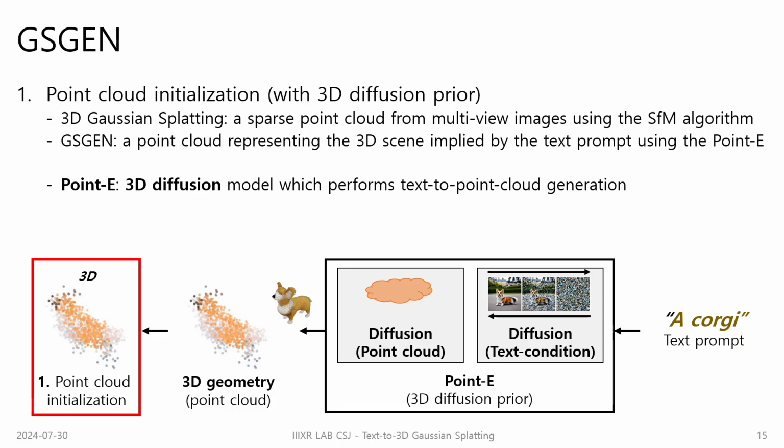To achieve this, GSGEN employs a diffusion model called Point-E, which performs text-to-point cloud generation. Point-E can generate a point cloud and color that accurately represent the 3D scene described by text. The generated output serves as the initial point cloud and color values for 3D Gaussian splatting.